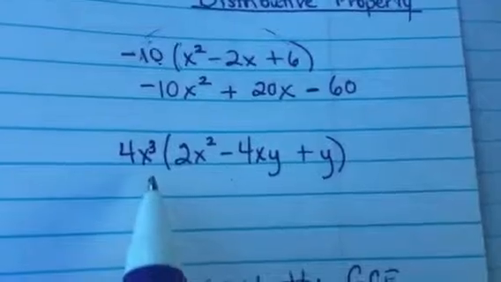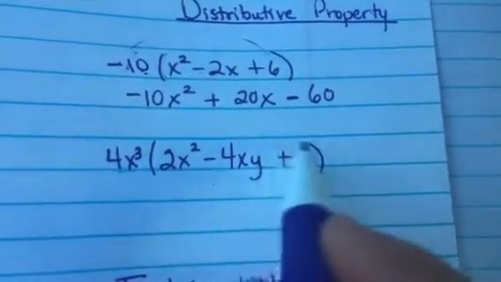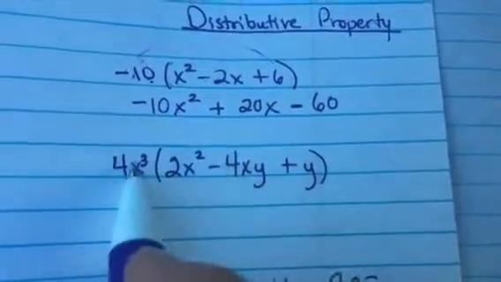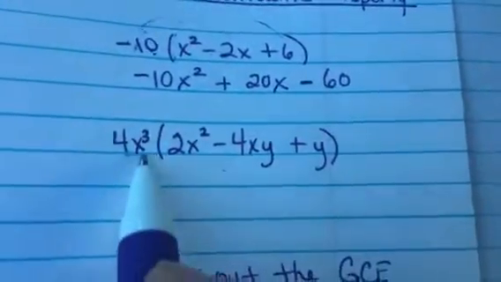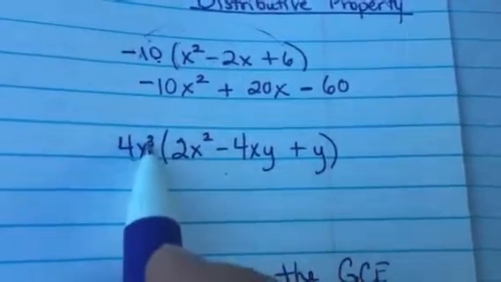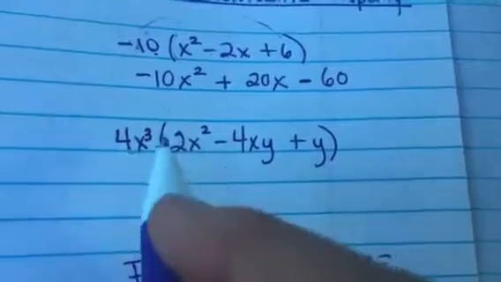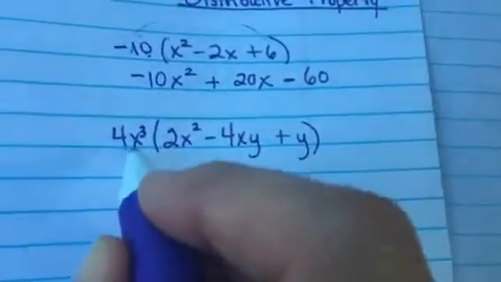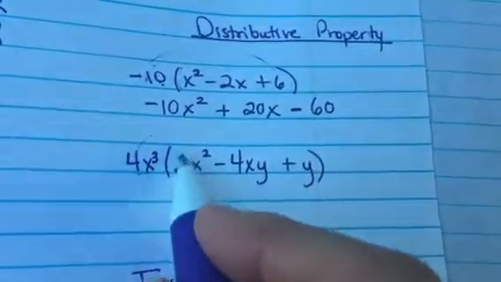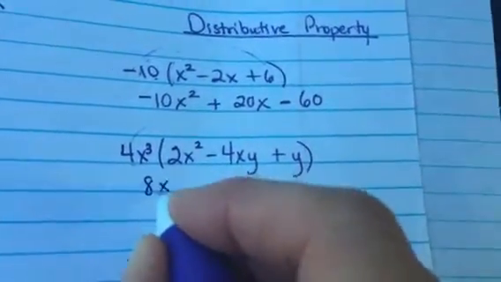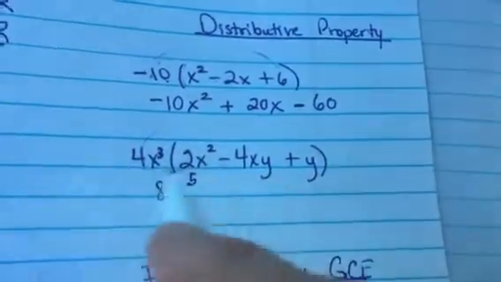Now let's try one that has more variables. We're going to take this 4x to the third and multiply it times everything in here. We're going to distribute it in. Remember, when you multiply, what do you do with exponents? You add them. If you have the same base, you add. So 4 times 2 is 8, and that gives me x to the fifth, because remember, we're adding our exponents.